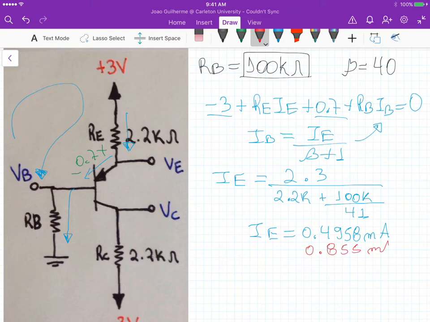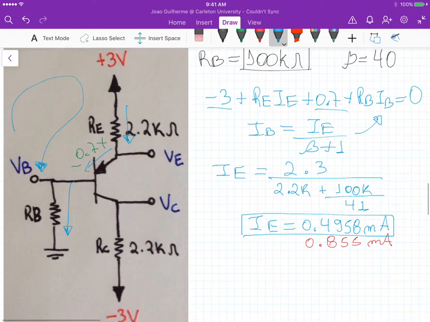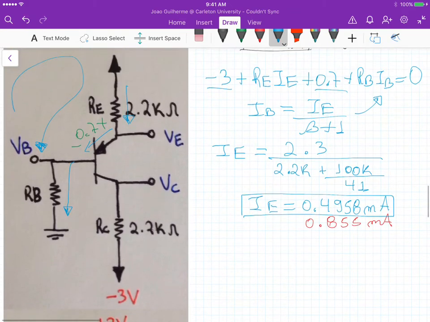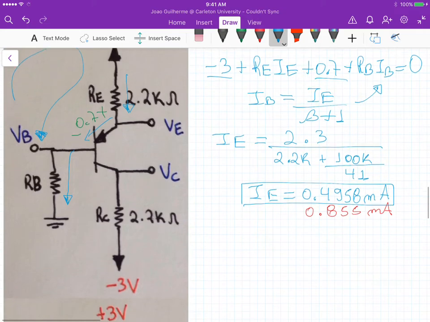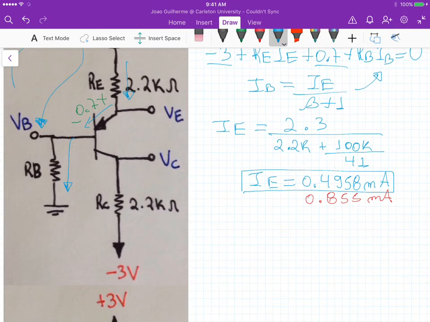And just for you to remember, in the previous analysis, this value was 0.855 milliamps. So if we keep the common emitter current gain beta the same, 40, and we increase the base resistance to 100K, in this case we are decreasing the value of the current at the emitter. We are decreasing the value of IE. Now we can proceed calculating IC, so I will keep using blue here for the current so we can contrast with the previous values, okay?